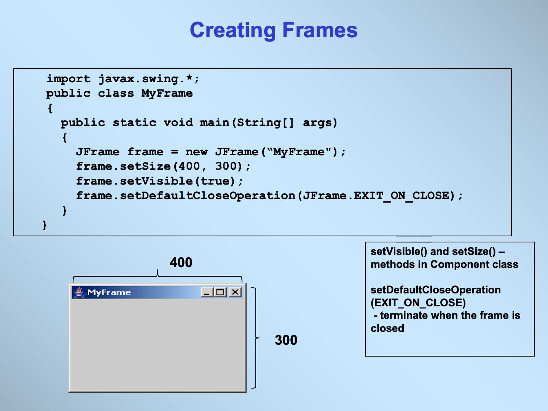If you run this code, you will get this frame as your output. The setVisible and setSize methods are in the Component class. The setDefaultCloseOperation with EXIT_ON_CLOSE terminates the program when the frame is closed. If you want to know what other methods are available in the Component class, you can always check the Java API.